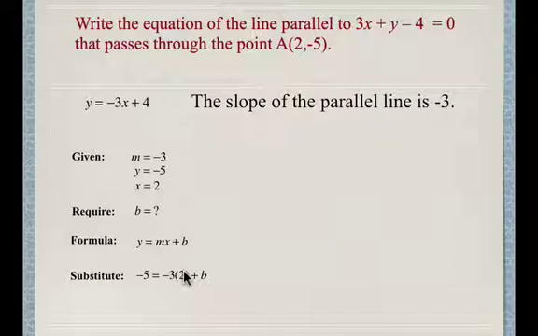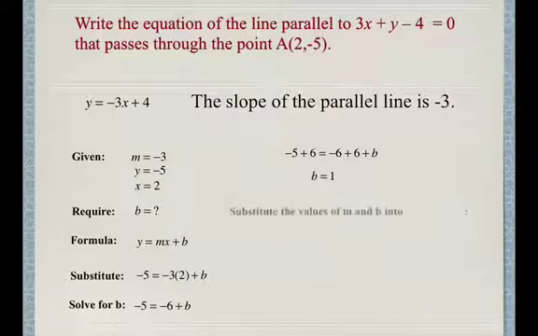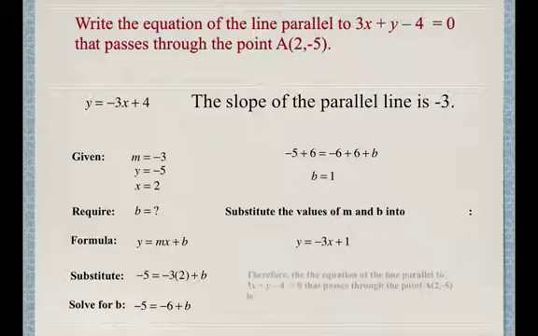replaced by 2. So now we solve for b, and multiplying negative 3 and 2 comes out to be negative 6, and add 6 to both sides to isolate b, and you get an answer of b equals 1, because negative 5 plus 6 is 1. So we substitute these values of m and b into y equals mx plus b, and we get y equals negative 3x plus 1.